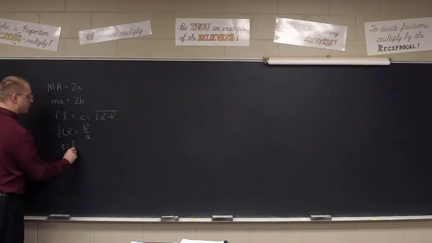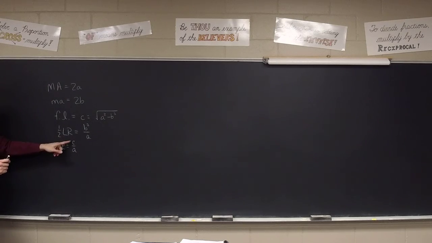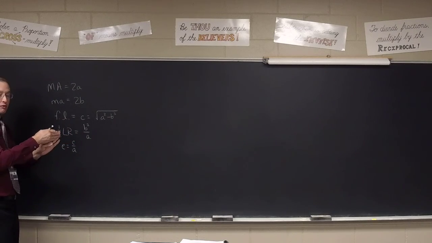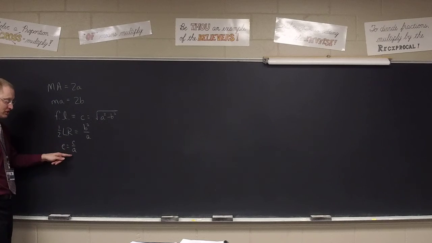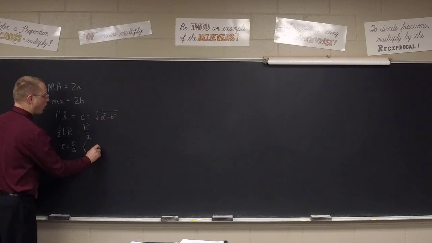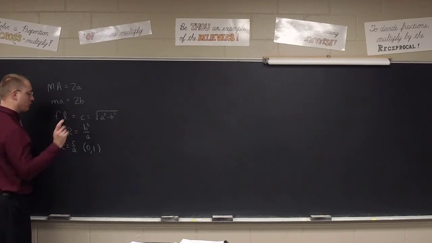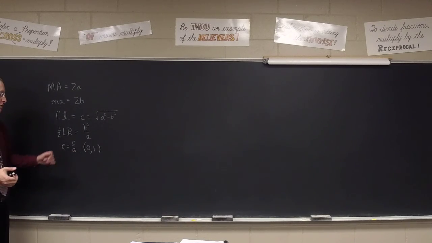C over A. You take the focal length divided by half the major axis, and of course the focal length is always smaller, right? From center to focus is always smaller than center all the way out to the vertex. So since C is always smaller than A, the eccentricity always lies between what two values? 0 and 1. Theoretically, a 0 focal length, meaning the foci are both on top of the center, making it a circle, would give you the eccentricity of 0.